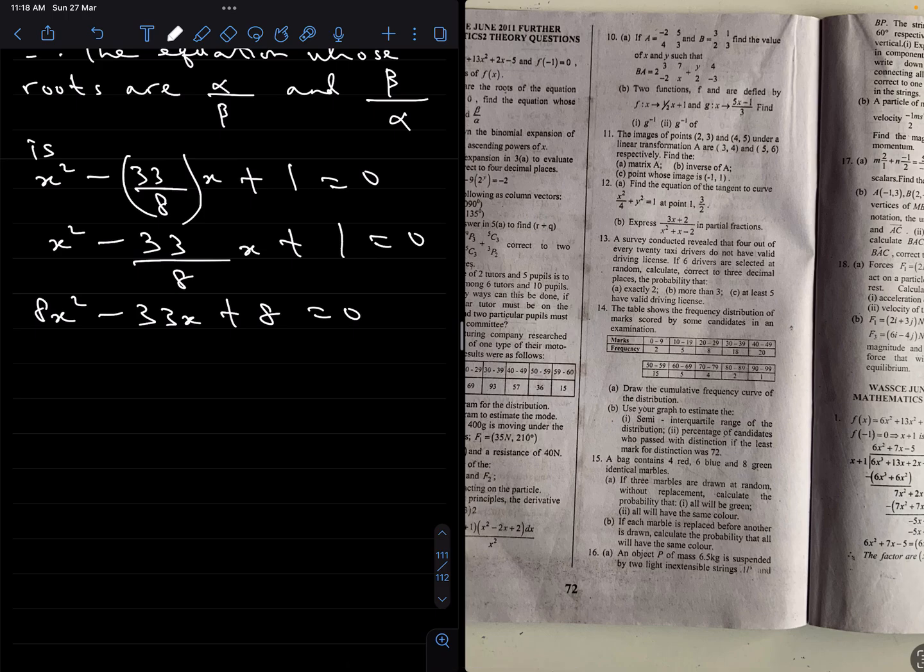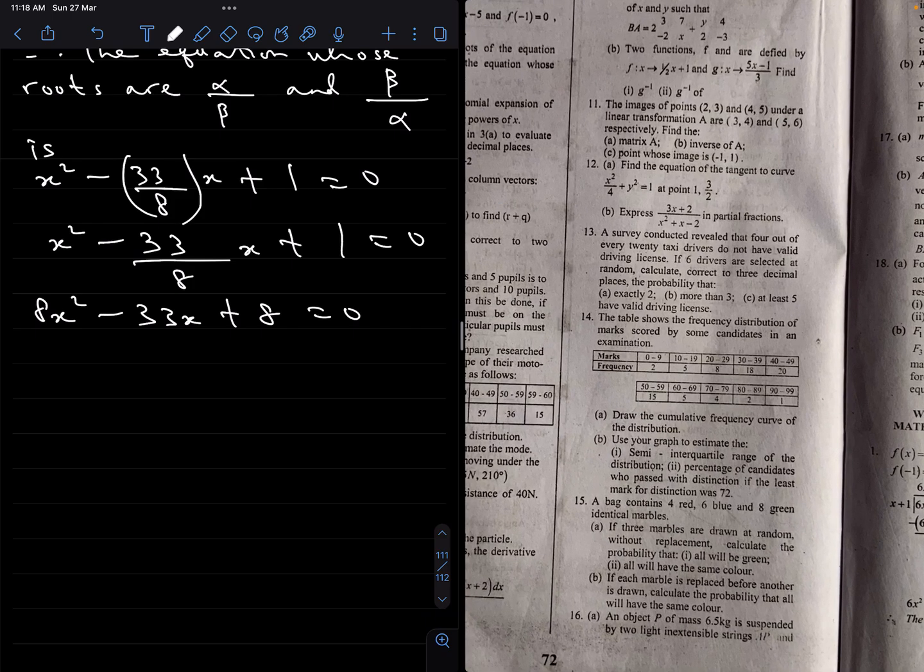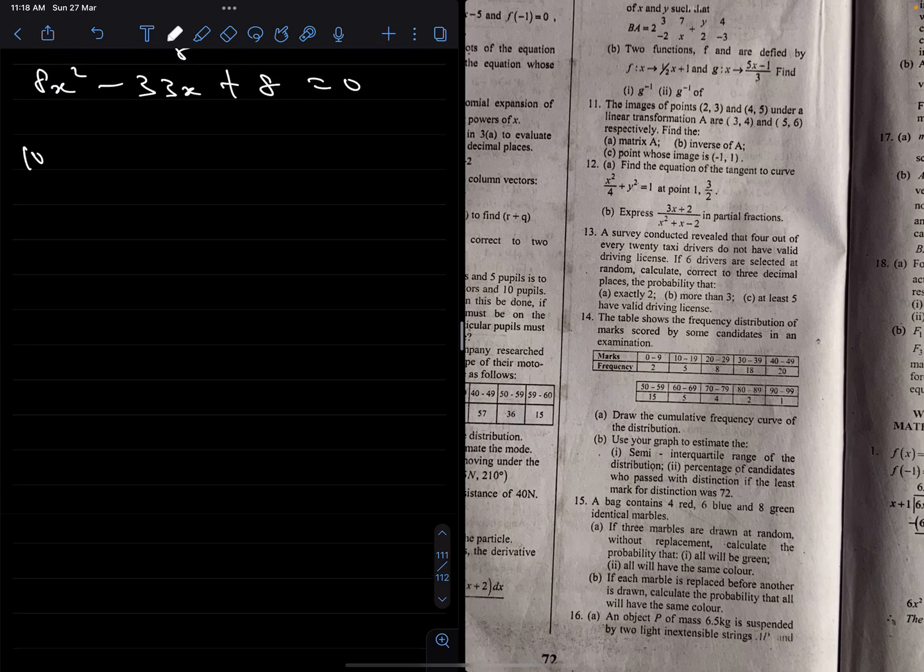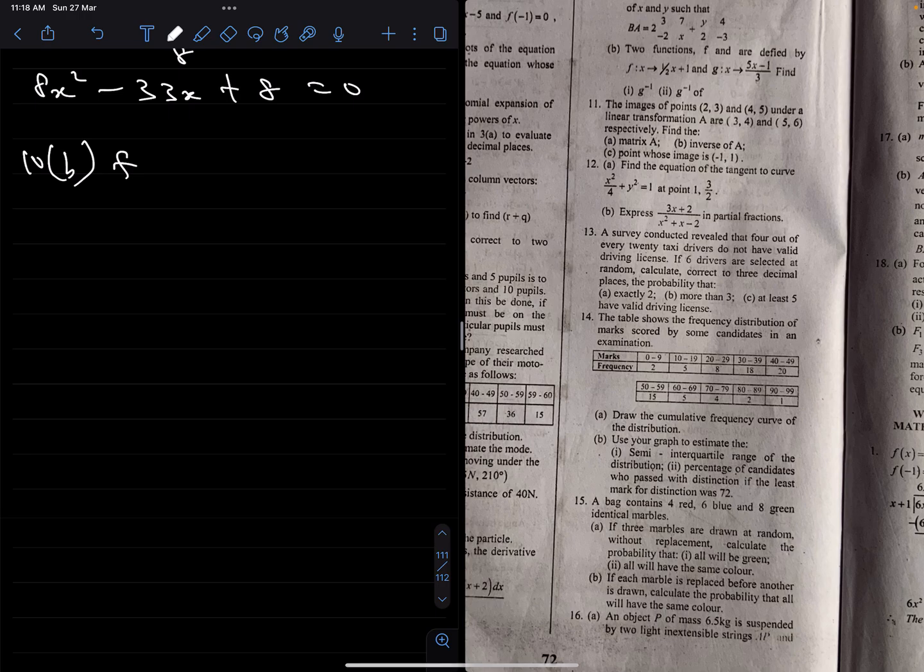Let's finish this first. So you want us to do 10b. We are doing 10b. That's the question of functions. Two functions f and g. The question is not quite clear. I think it should be f and g are defined by f such that and g. This question is not very clear. Would you want us to do that? It's not very clear.